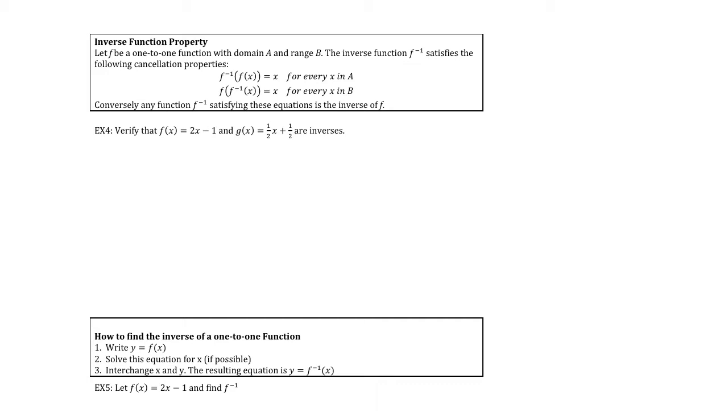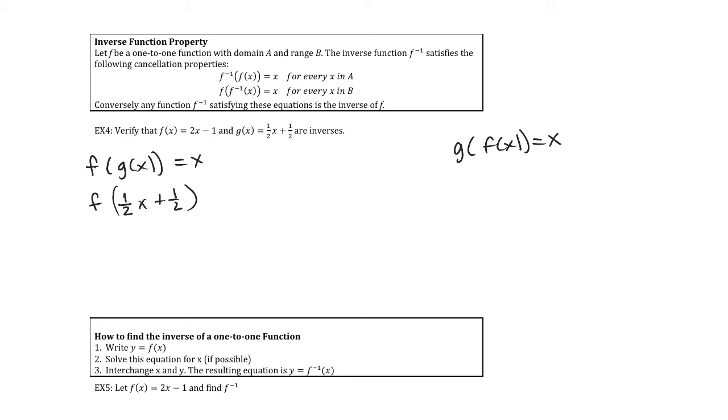So if I'm going to verify that f and g are inverses, what I need to do is show that f of g of x is equal to x, and that g of f of x is equal to x. Okay, so let's go ahead and work on this. So g of x, the output is 1/2 x plus 1/2. So that's going to go in and be our input into f.